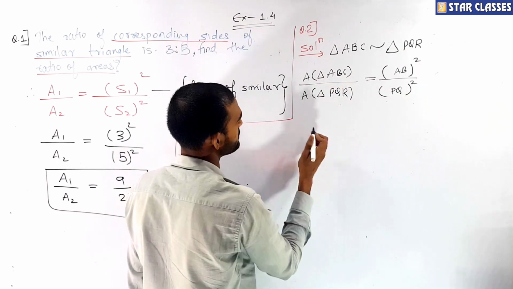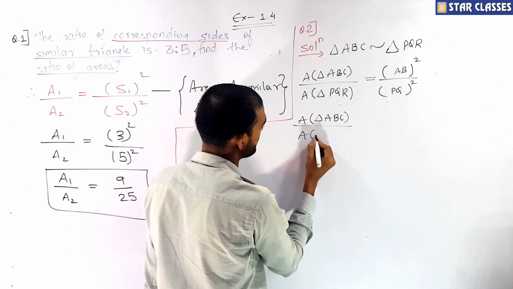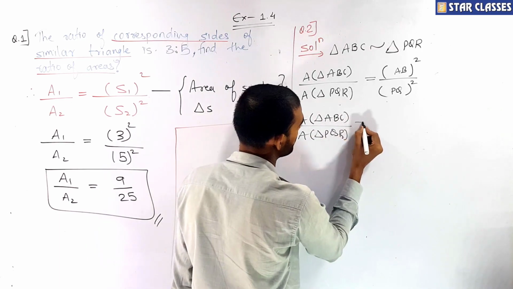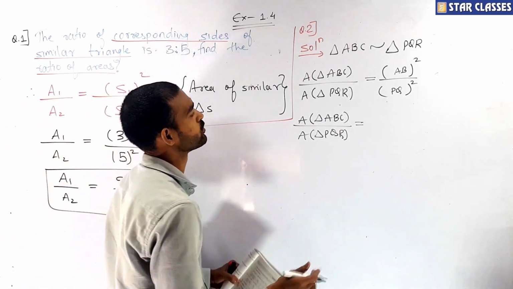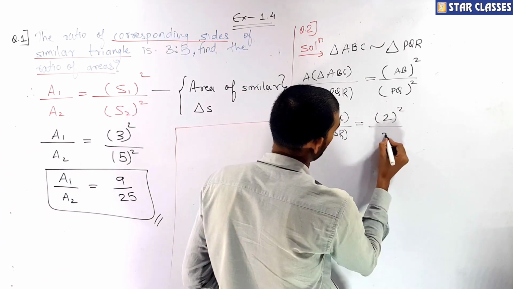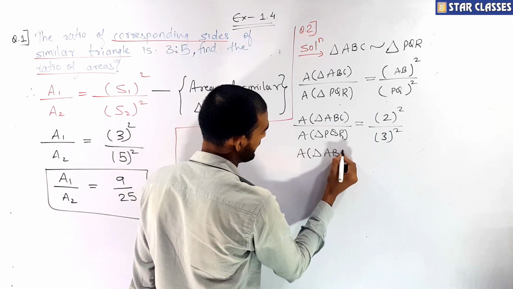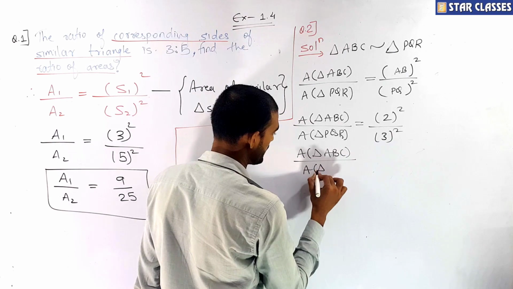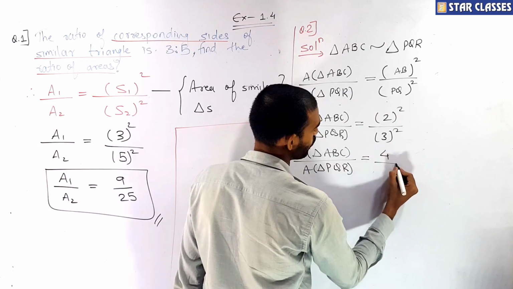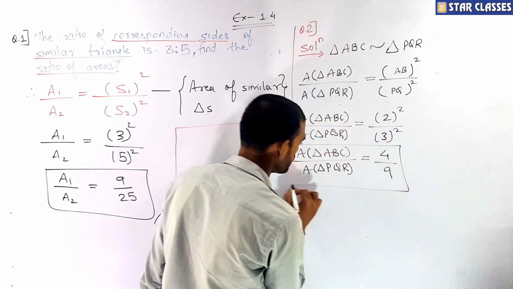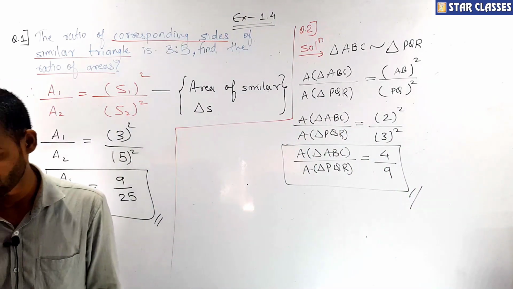Clear, everyone? We'll copy the same: area of triangle ABC upon area of triangle PQR is equal to, values are also given? Yes. The given value is 2 squared upon 3 squared. So what will be my final answer? Area of triangle ABC upon area of triangle PQR. And the square of 2 is 4, 3 squared is 9. So this will be my final solution. Clear, everyone? Thank you so much.